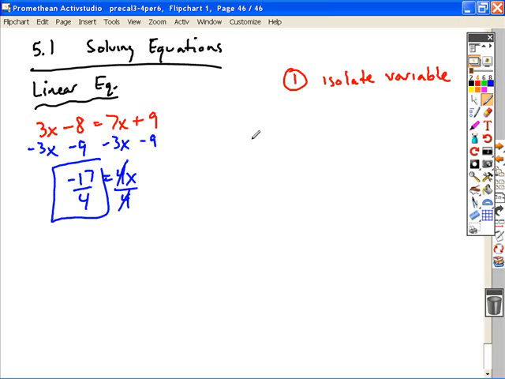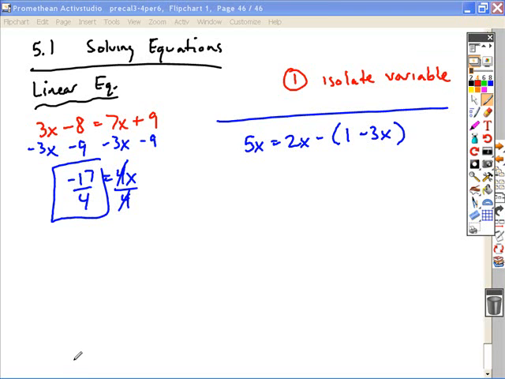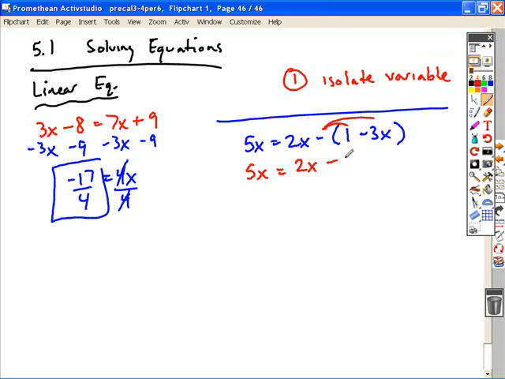Okay. What if I gave you the following problem? I want you to see if you can solve this equation very quickly. Right. In this particular case, if you have grouping symbols, you need to remove those first. So distributing the negative, get a negative 1 and a positive 3x.